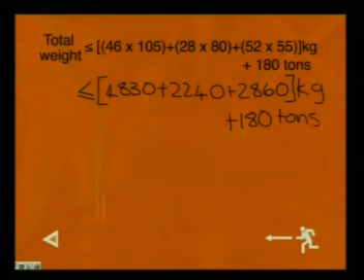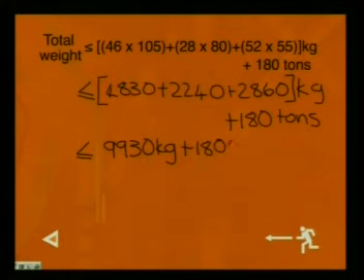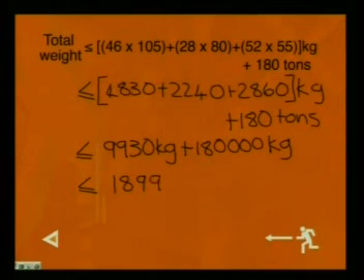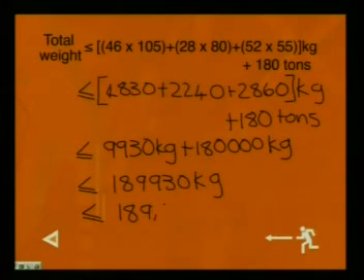So work out your bracket first and don't forget to change your tons to kilograms, making it 9930 kilograms plus 180,000 kilograms, which is less than or equal to 189,930 kilograms. Or we could write it in tons by dividing by 1,000 to get 189.93 tons.